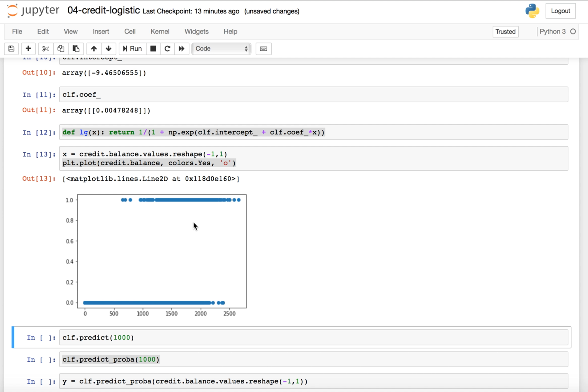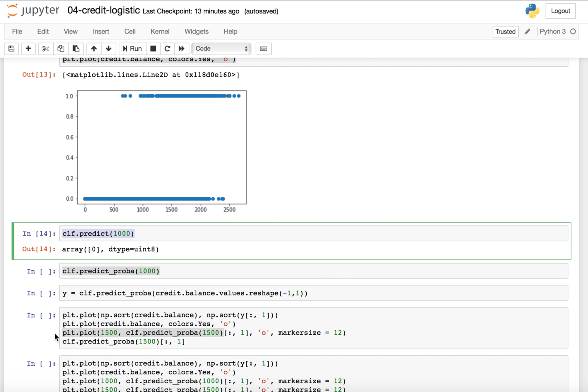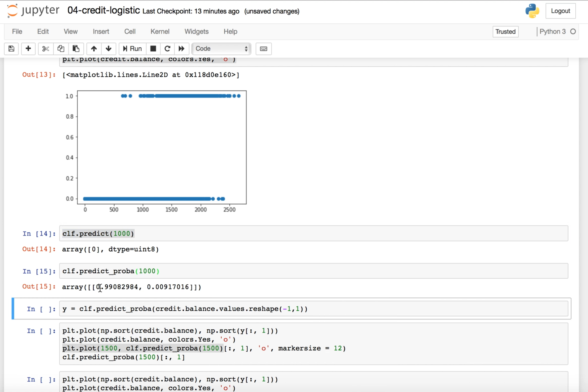So we can define a function based on that, and we should see an S-curve that shows what the probabilities of the different class inclusions are based on balance values. So for example, what do I think somebody who carries a balance of $1,000 would do? Well, my model predicts that they won't default. The likelihood that my model predicts they won't default is 99%, whereas it thinks that they will default not quite 1%. So I'm going to go ahead and create the predictions for all of these balance values.